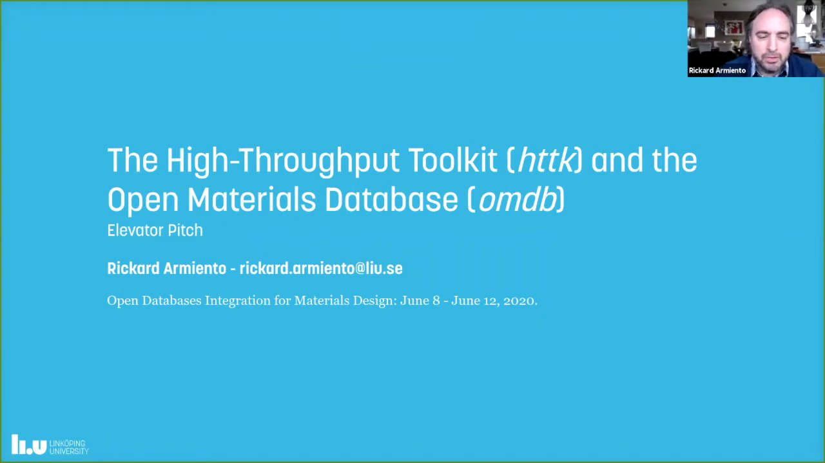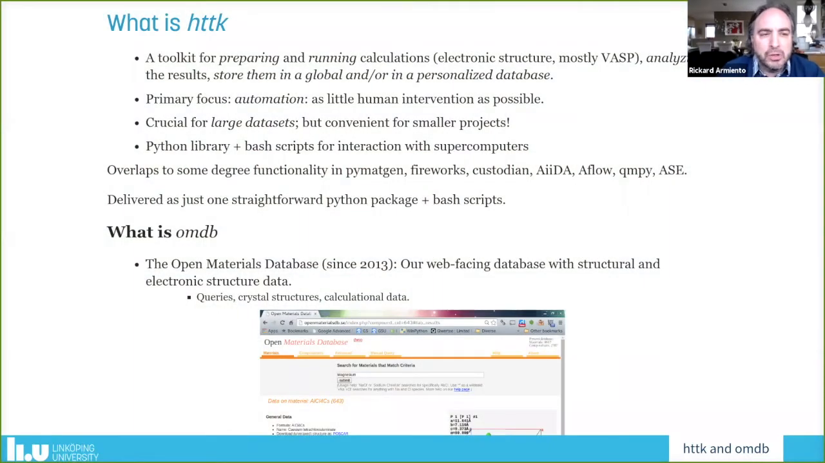I'm going to talk about the high throughput toolkit and the open materials database in an elevator pitch format. So what is the high throughput toolkit? It's a toolkit for preparing and running calculations. This is the tool that we use in quite a bit of our own projects, but it's also an open source Python software available on the internet. You can pip install it and so on.